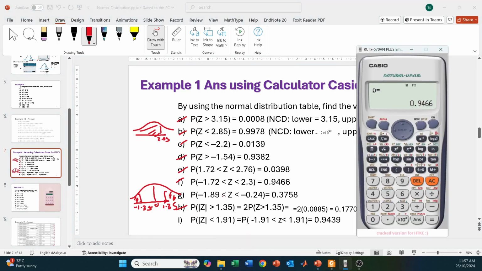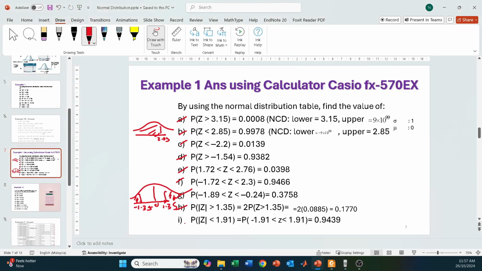Okay, G. Lower is negative 1.89, upper is negative 0.24. Sigma 1, mu 0. So 0.3758.